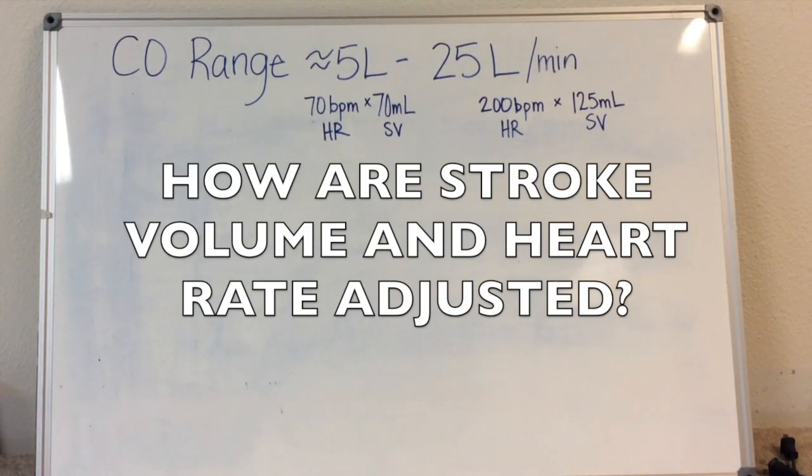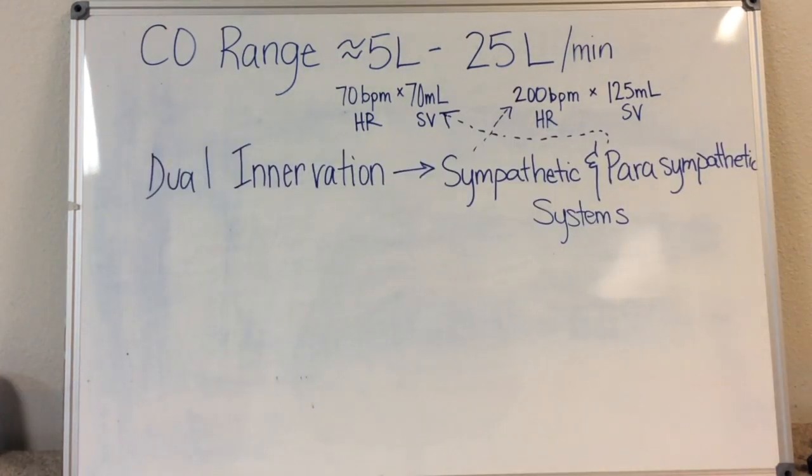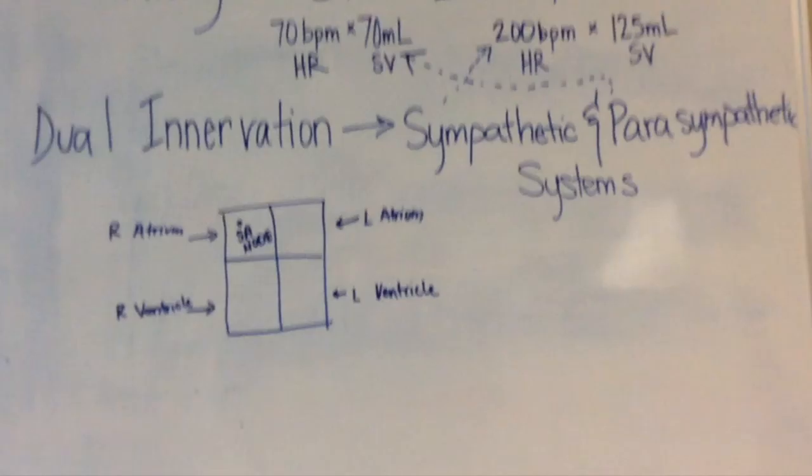The question is, how does our body know to A, increase our heart rate, and B, increase its stroke volume? Remember back when we talked about the nervous system for Unit 1? We talked about the dual innervation of organs by both the sympathetic and the parasympathetic systems. The heart, like every other organ, has innervation by both systems.